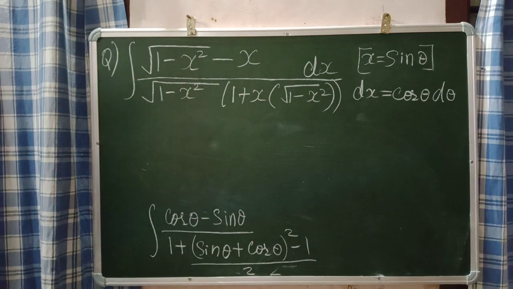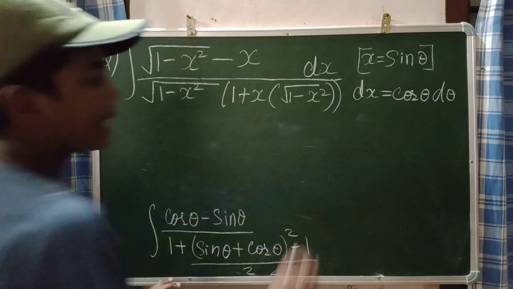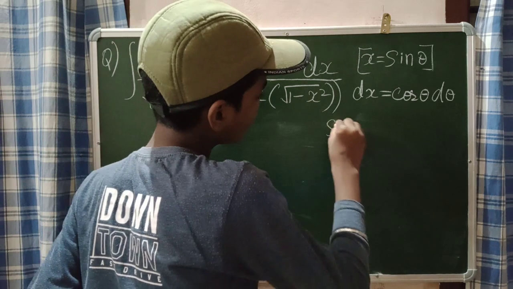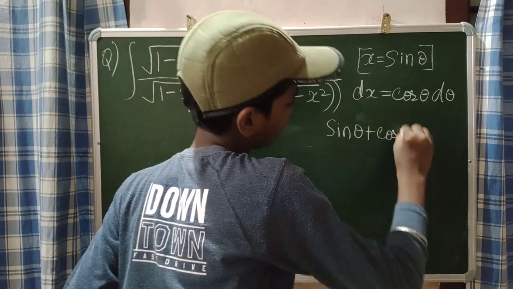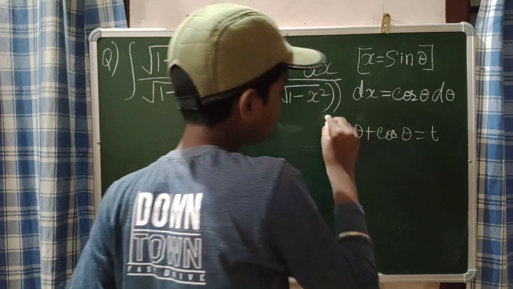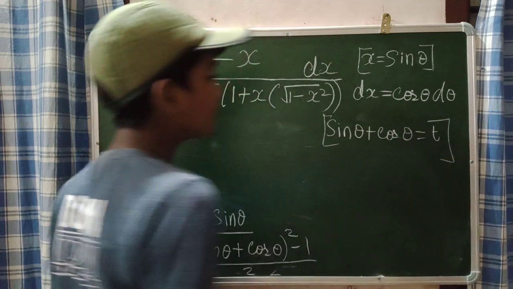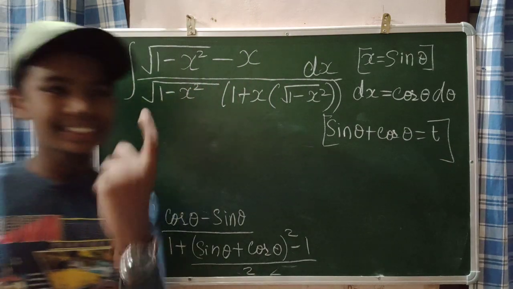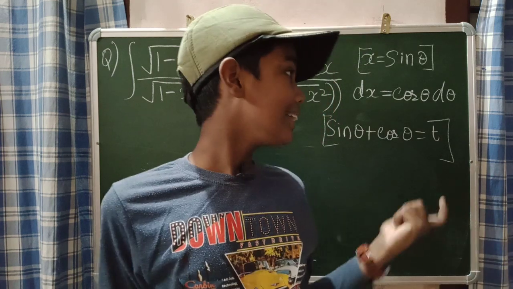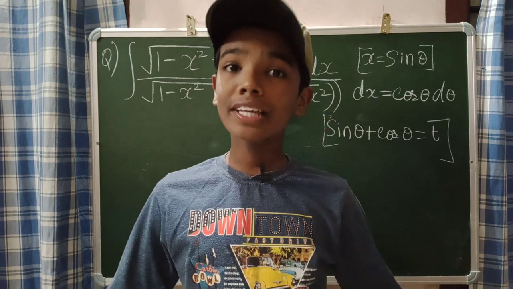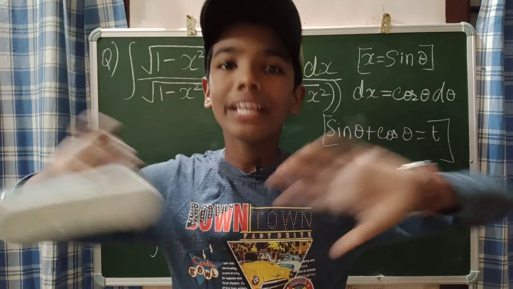Now when you use the substitution method, I am going to take sin theta plus cos theta as t. This is the substitution which I am going to take. Usually we only take a single ratio as some t, but now I am taking sin theta plus cos theta as t. So furthermore, your integration will be easier.